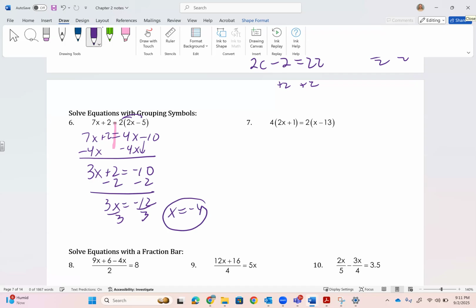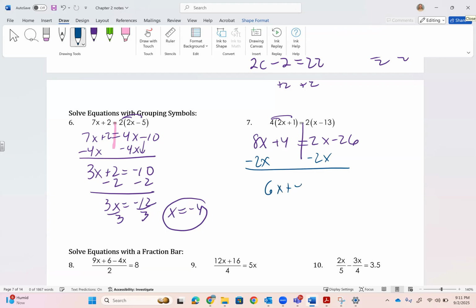Okay, over here, again, draw this vertical line, distribute on the left. You get 8x plus 4. On the right, you get 2x minus 26. To get the letter terms to one side, I'm going to subtract 2x. You get 6x plus 4 is equal to negative 26. Subtract 4 from both sides to get the constants to the same side. Divide by 6, you get x equals negative 5.